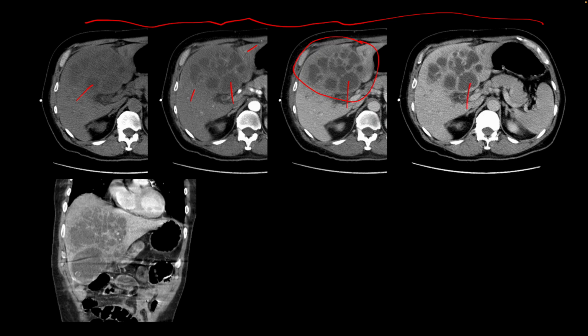If you did an MRI on this patient, the pus here will show restricted diffusion, so high signal on DWI and low signal on ADC. Here is another image, a coronal image, showing the extent of the complex cystic mass, which is an abscess in this patient, occupying most of the liver.